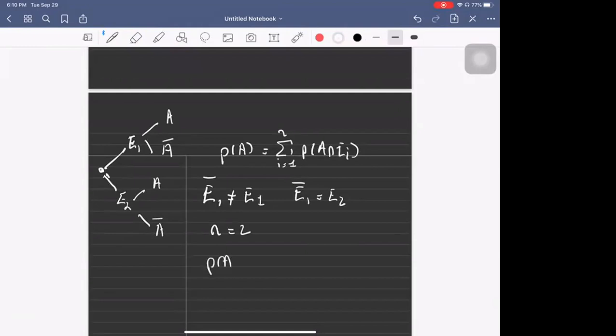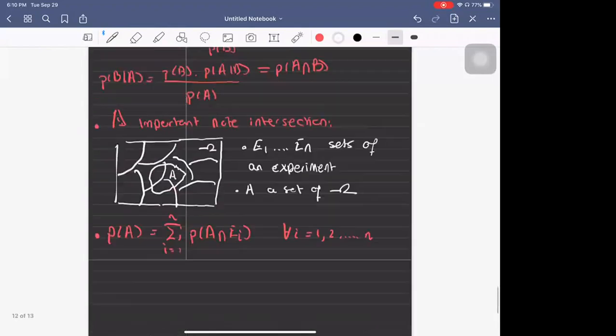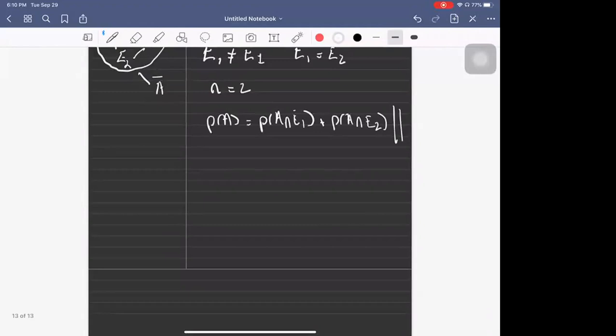So the probability of A is equal to probability of A intersect E1 plus probability of A intersect E2. So there we go. The probability of A is the probability that A and E2 happen, and A and E1 happen. Do you guys get that? I'm sure it's fairly easy to see using this little graph. A is going to happen. It's A intersect all the other events that intersect A. So yeah, that was an important note.